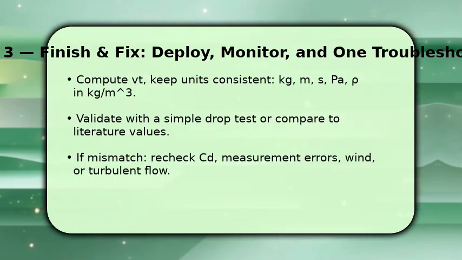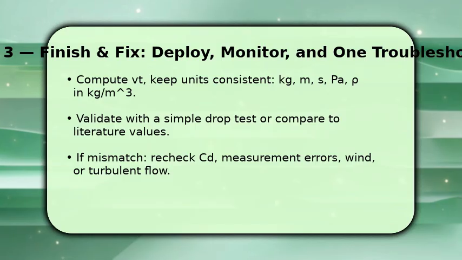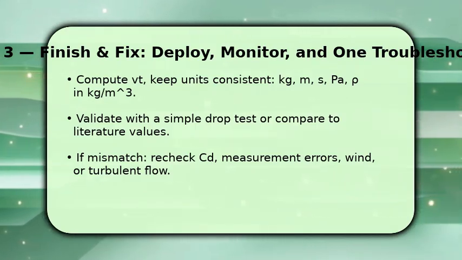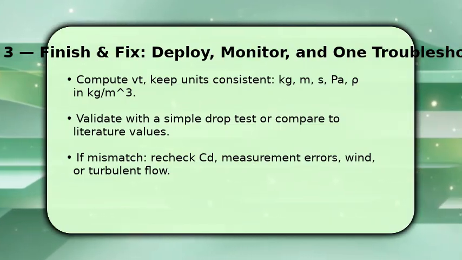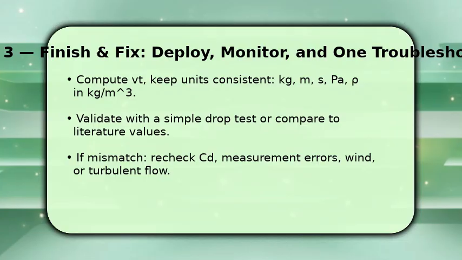Once done, validate the result experimentally with a drop test over sufficient height or compare to published data for that shape. If results disagree significantly, make sure you use the correct CD and that measurements of area and mass are accurate. Also consider environmental causes. Wind, drafts, or unsteady turbulent flow can alter measured terminal speed. Adjust model or repeat measurements.